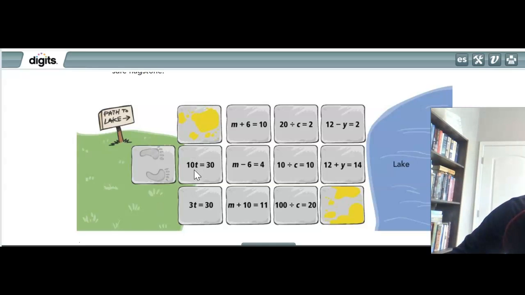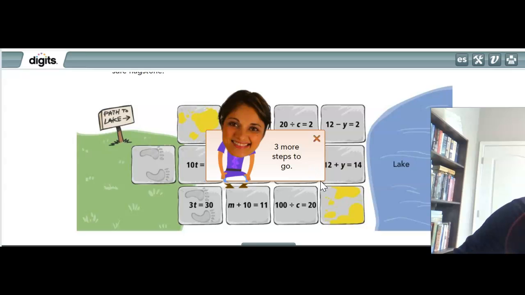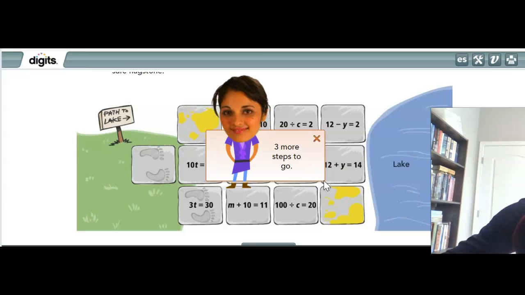So 10t, which is 10 times t, equals 30. If we put 10 in for t, that would be 100 equals 30. That would be a false equation. If we have 3 times t, which would be 3 times 10, which is 30, equals 30. So that is correct. Woohoo! This person always cracks me up.